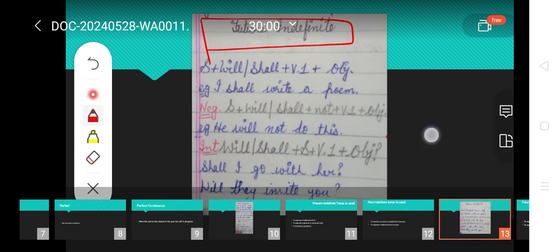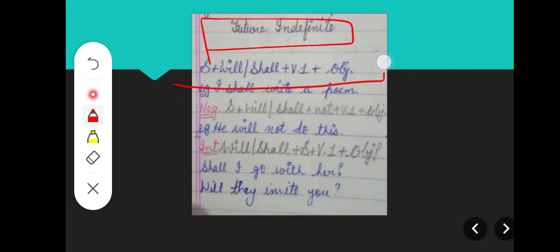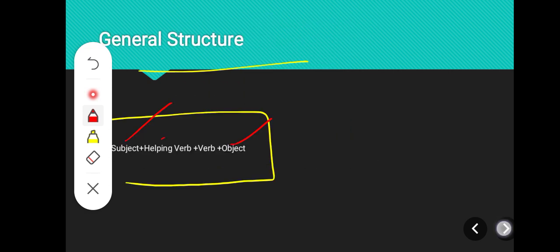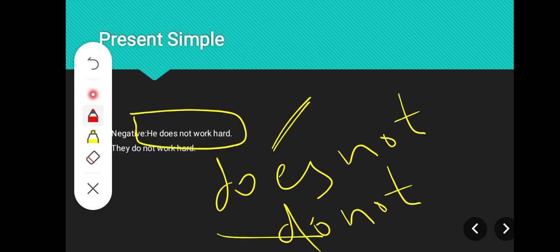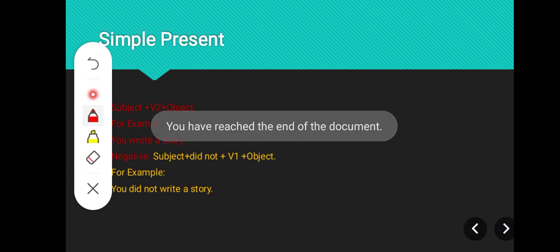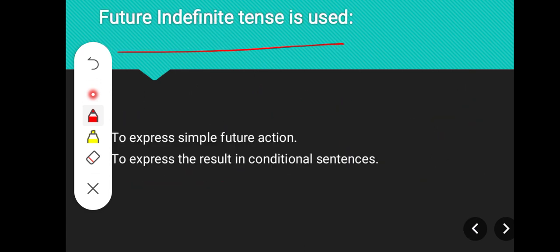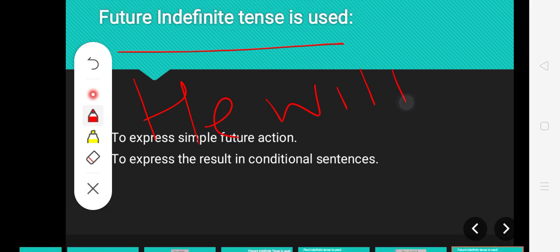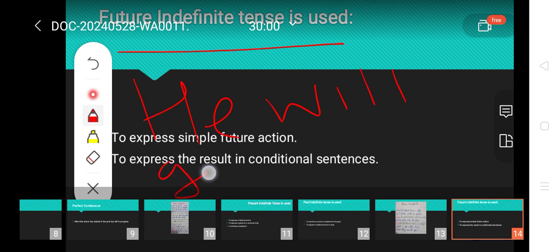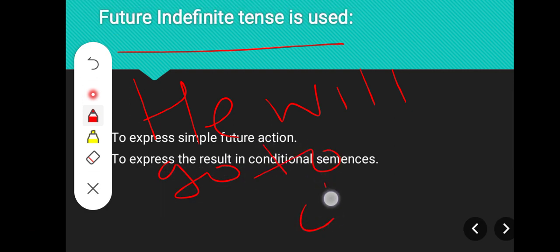Now we have future indefinite tense. So the structure of this tense is subject plus will or shall plus first form of the verb plus object. Future indefinite tense is used to express simple future action. For example, he will go to Chandigarh.